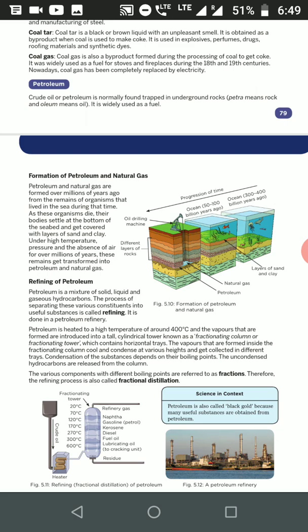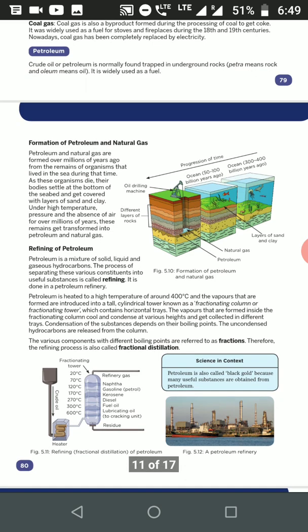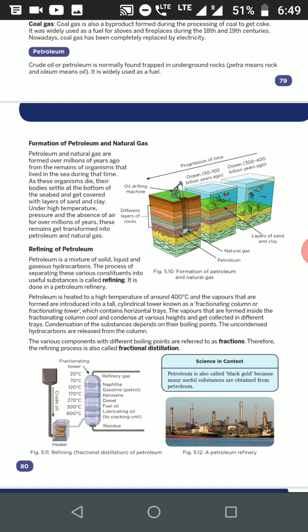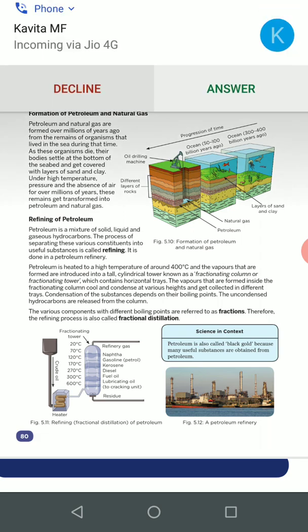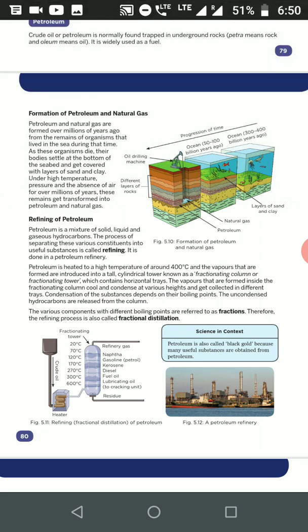When it is heated, it changes into vapor and is passed into the fractionating column, where it condenses. Vapors condense in the fractionating column at various heights and get collected in the trays. The condensation of the substance depends upon their boiling point. The uncondensed hydrocarbons are released out of the column. The various components with different boiling points are referred to as fractions. Therefore, the refining process is also called fractional distillation.